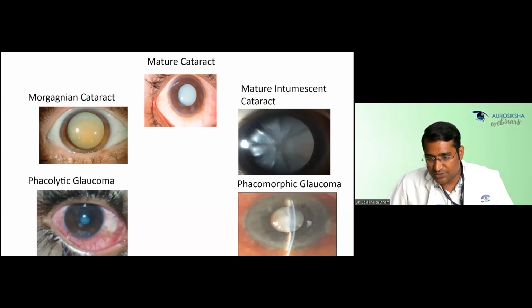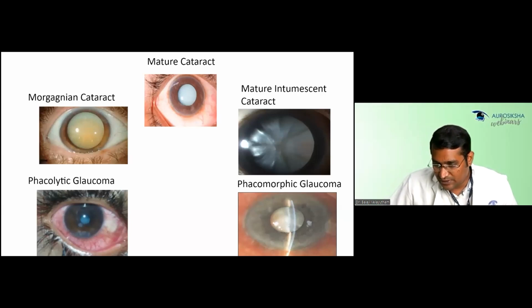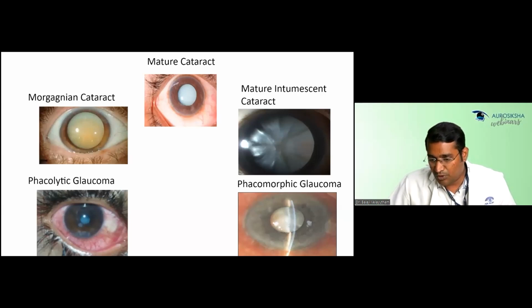In the second picture, if you see the lens, it is swollen. The anterior capsule is almost convex. If at this stage we don't advise surgery, the cataract can progress and cause phacomorphic glaucoma. As you can see here, the anterior chamber is shallow, there is corneal edema, and there is a mid-dilated fixed pupil. This is the presentation of a phacomorphic glaucoma.